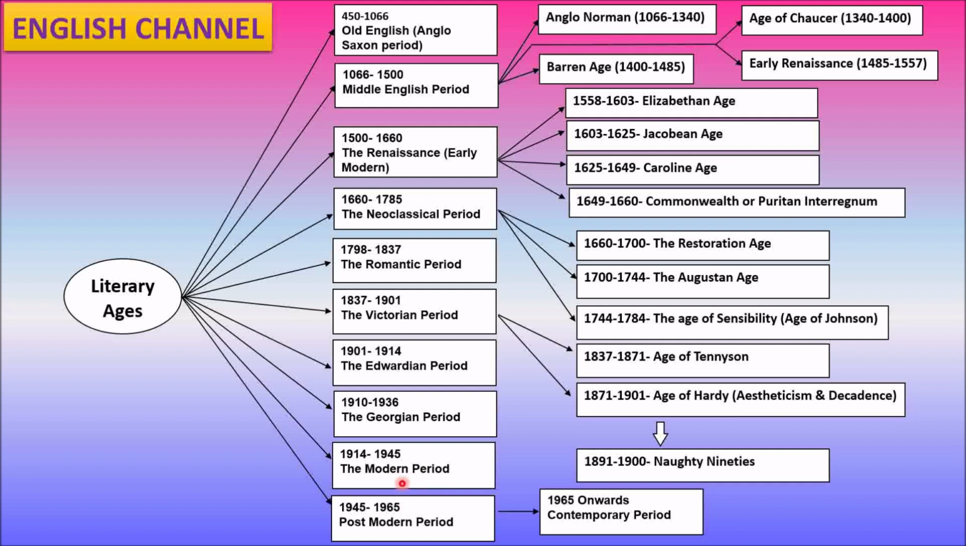The postmodern era comes from 1945 to 1965. Of course, in the postmodern era, the Movement poets like Philip Larkin, Thom Gunn, and of course the Angry Young Men, the Absurd theatre. We see so many developments in literature, in poetry and prose, of course, and drama also. Then comes 1965 onwards, the contemporary period. This period is also very important, friends. 1965 till date is known as the contemporary period.